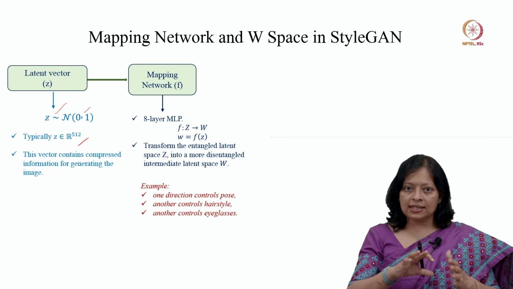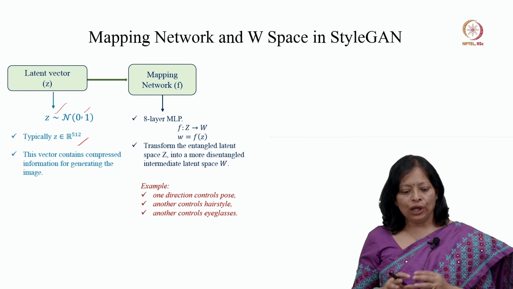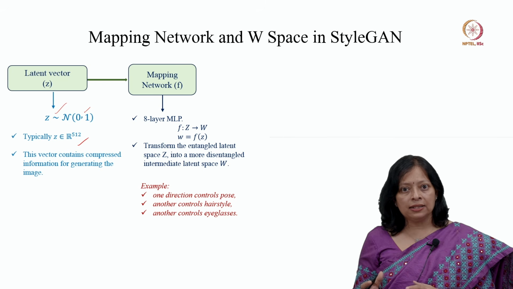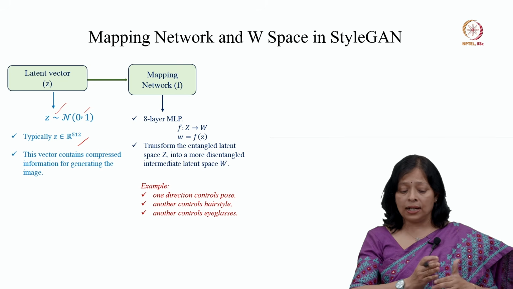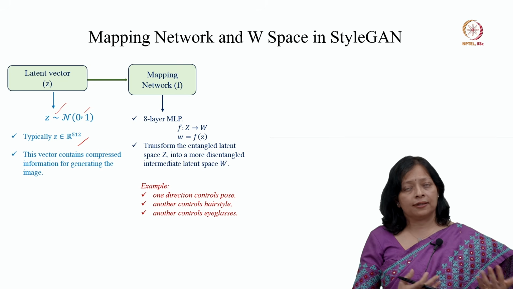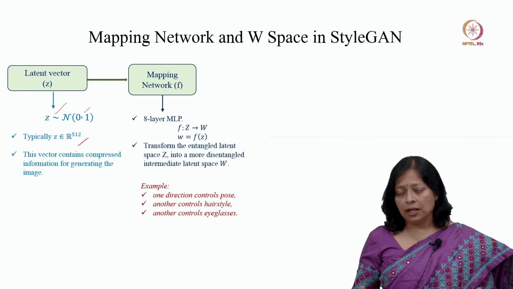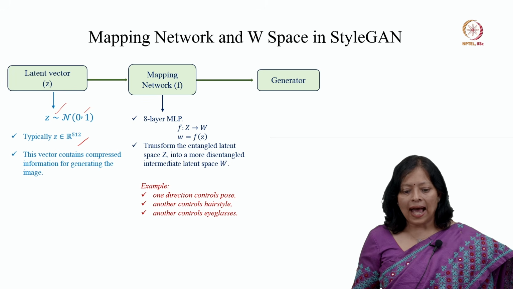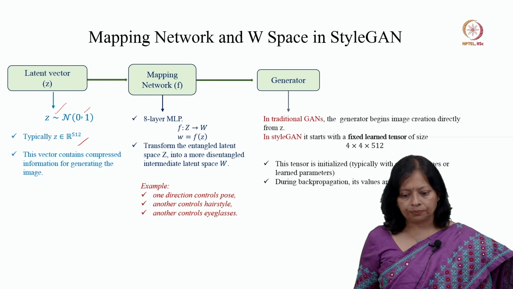So, once you are in the latent space W, you can change styles independently. That means one latent variable or one direction controls the pose, another direction controls hairstyle, another direction can control smile and eyeglasses. So, independent control is possible, and then this goes to the generator.